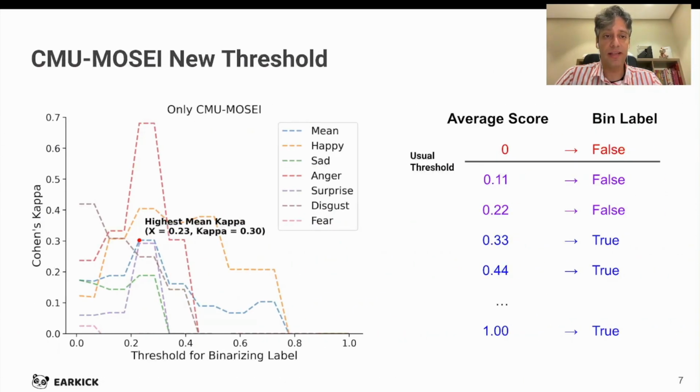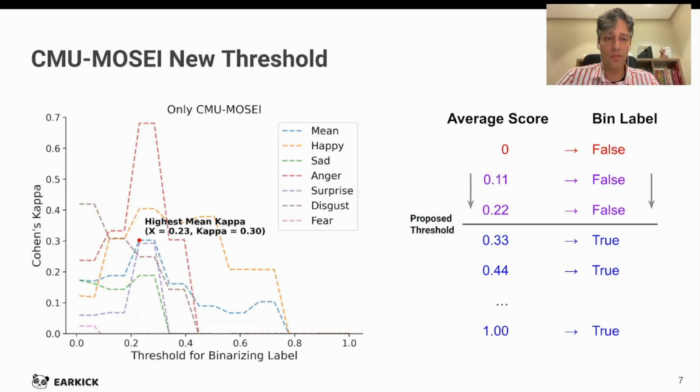One of the experiments that we are most excited about is controlling the threshold for the binary classification and checking how much agreement each threshold will have. The peak of this main agreement is when the threshold is 0.23 and the kappa value is 0.30. This is shown in the dashed blue line below. What we are actually proposing is experimenting with this new threshold. In other words, what would happen? What would be the effect on the machine learning models if we move the threshold from greater than 0 to greater than 0.23?